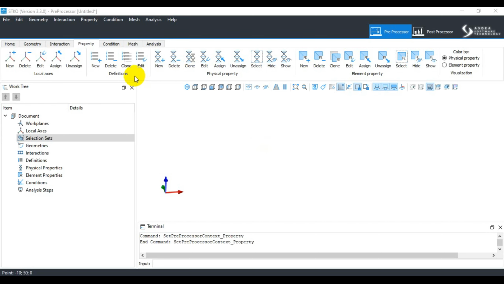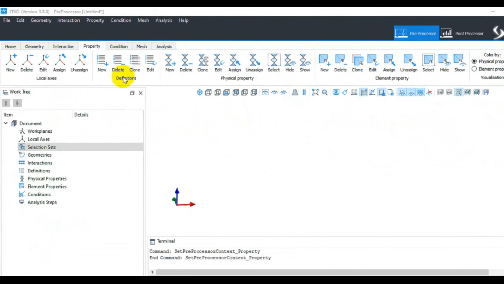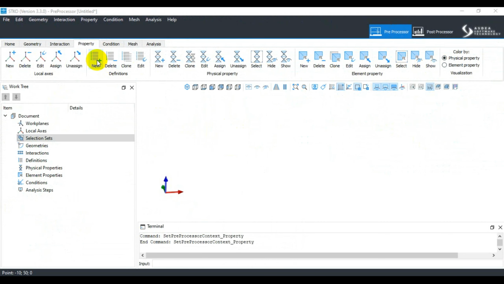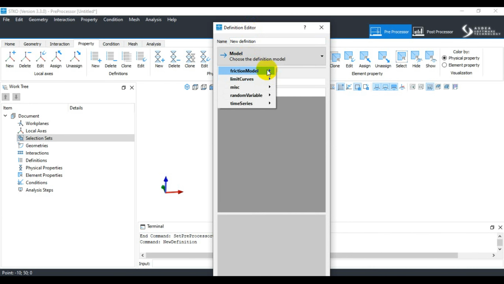Hi everyone, in this video series I will talk about the friction model and definition that are available in STKO for OpenSees, and I will discuss the Coulomb model.